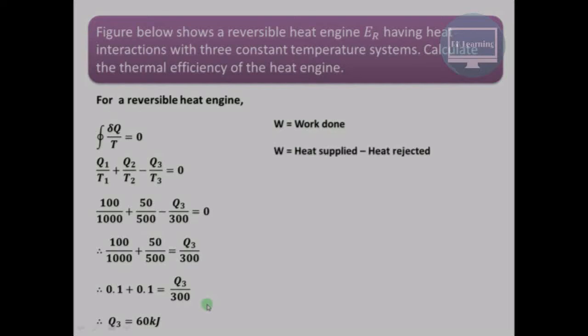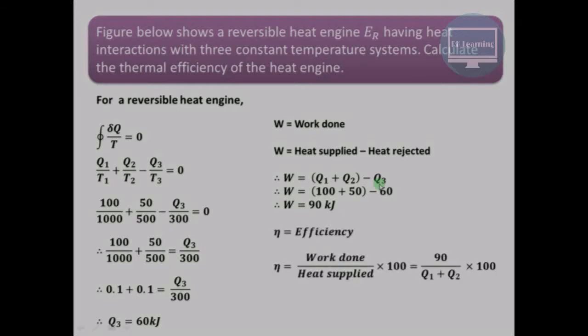Now we know that work done by a heat engine is given by heat supplied minus heat rejected. In this particular case, the heat is supplied from two sources, that is Q1 plus Q2, and heat rejected is Q3. Substitute the values so that we get the work done as 90 kJ. We know that the thermal efficiency of a heat engine is given by output divided by input, that is work done divided by heat supplied. Work done is 90 kJ, and heat is supplied from two sources, Q1 plus Q2. So substitute the corresponding values and we'll get the efficiency as 60%.